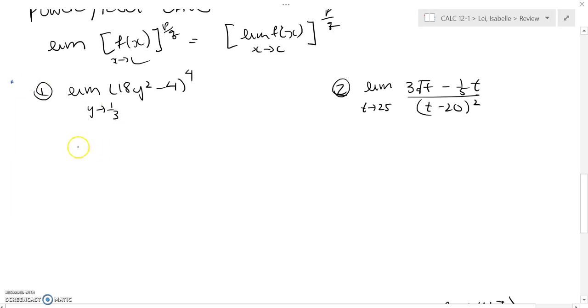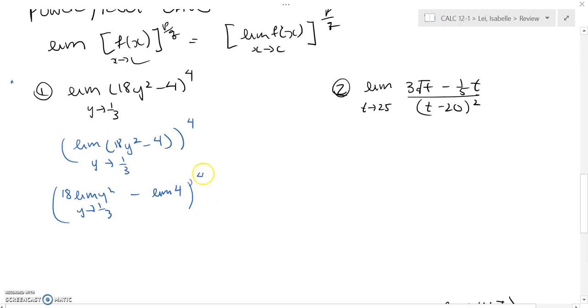We are. Okay, so the limit of (18y squared minus 4) all to the power of 4 as y approaches 1 over 3. We can simplify this into the limit of 18y squared minus 4, all to the power of 4, as y approaches 1 over 3, as the previous rule has suggested, and then we can break up the inside a little bit more using more limit laws. So this becomes 18 times the limit of y squared as y approaches 1 over 3 minus the limit of 4, and this is all to the power of 4.